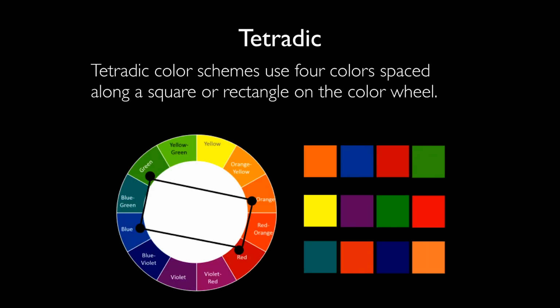Tetradic color schemes use four colors. These are spaced either along a square or a rectangle on the color wheel. On the right-hand side here, you can see some examples of tetradic quads.